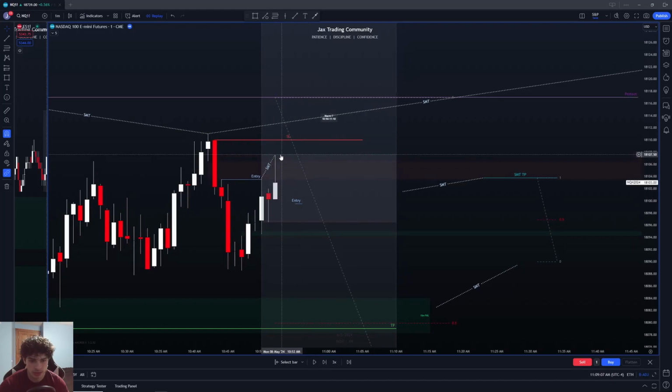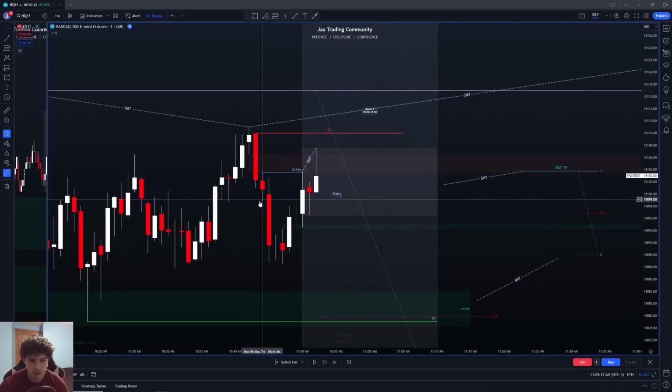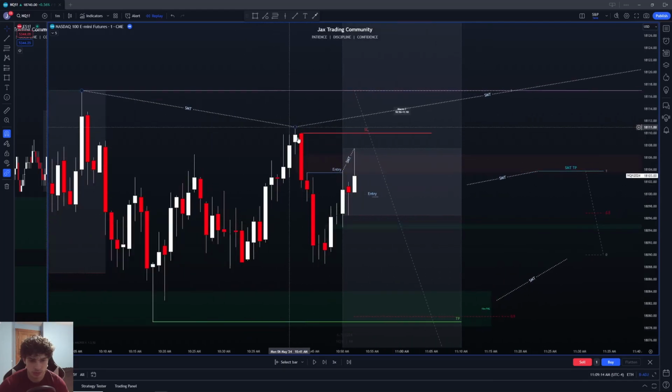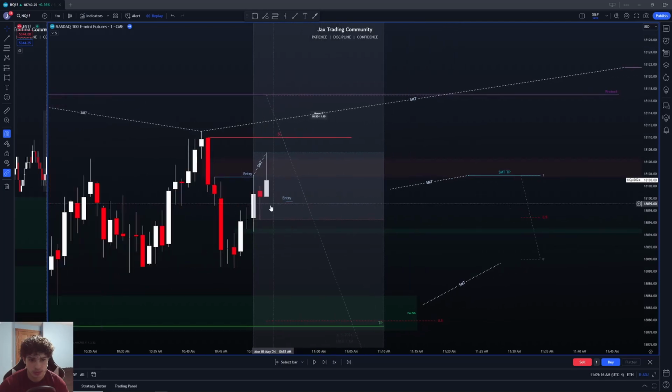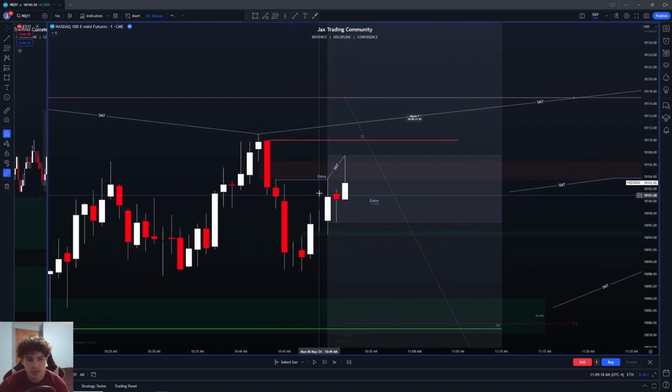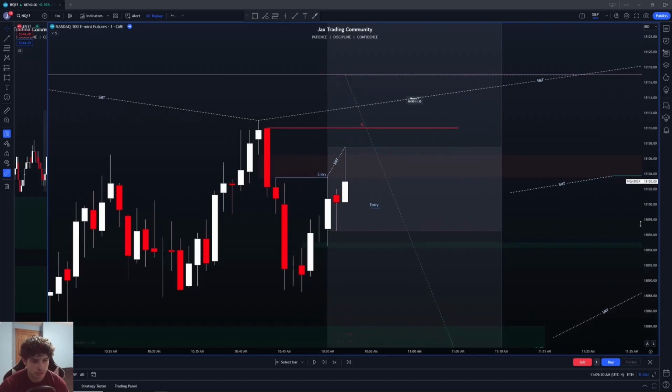You could also wait to see a confirmation with this macro. As you can see, we're in an uptrend. This one's a little more confusing because we go down and then we come up here. So a couple things to look at right here in this internal model.